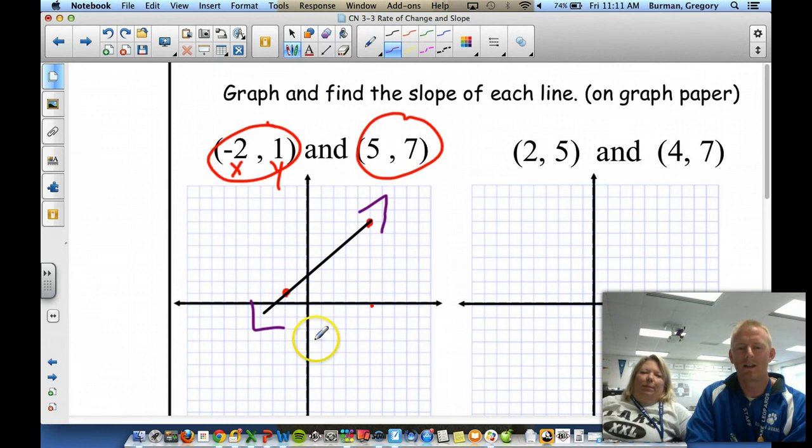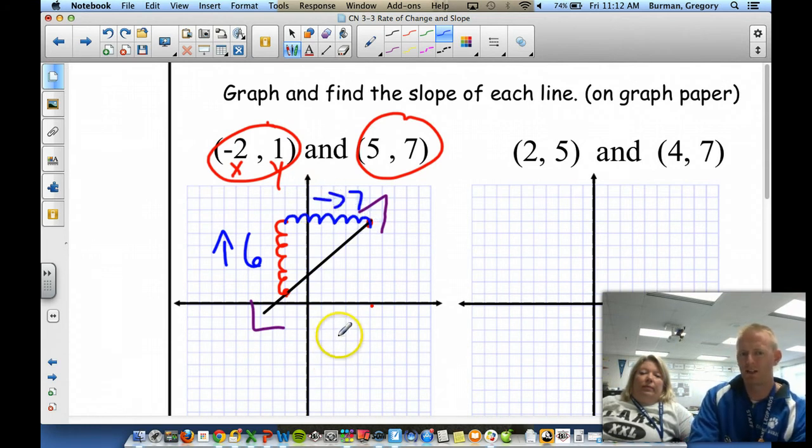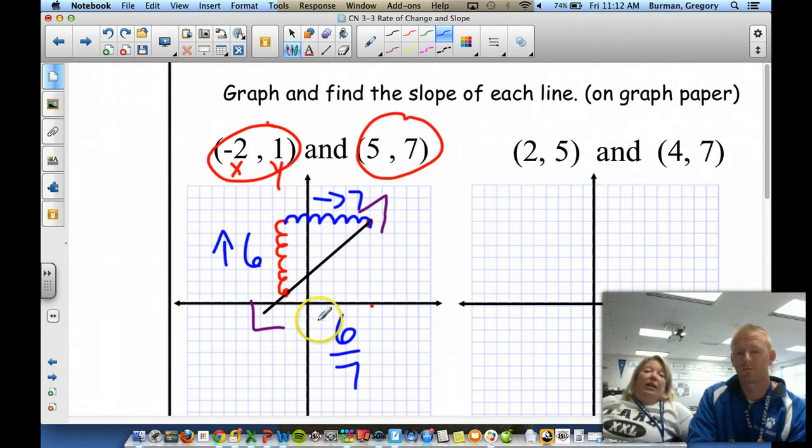Yeah, that's important. So, how far up did I go? Let's change colors again. That's red this time. 1, 2, 3, 4, 5, 6. I went up 6, and then my run was 1, 2, 3, 4, 5, 6, 7. So then my slope would have to be what? 6 over 7. And it's positive. Oh yeah, it went up. Yeah, and when you read your line from left to right, you'll notice that your line is going up.